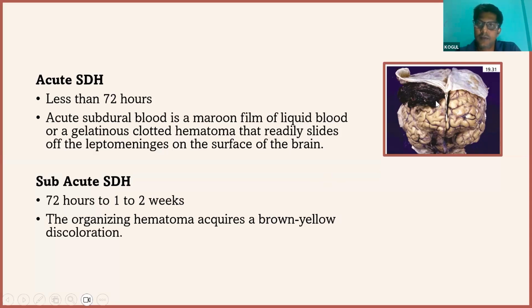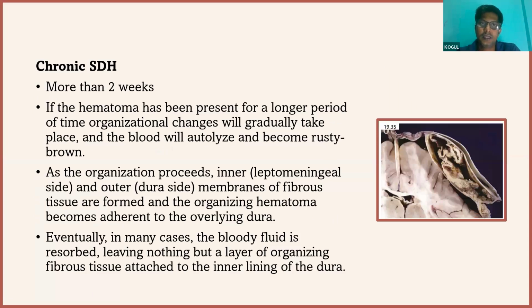So usually what will happen, initially it appears as a red color, then around the subacute time it becomes a brown-yellow discoloration. It's organized, because the patient can survive for some period. Even with a subdural hemorrhage, patients sometimes survive. So over a long period you will get SDH.